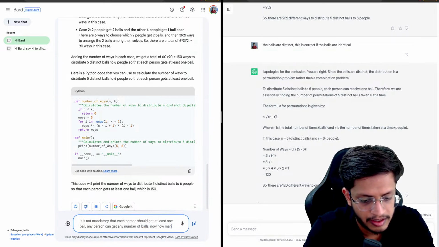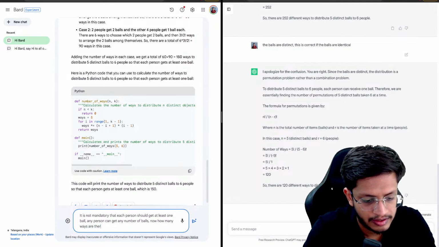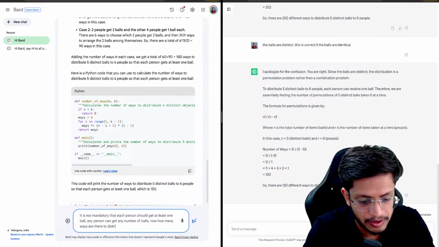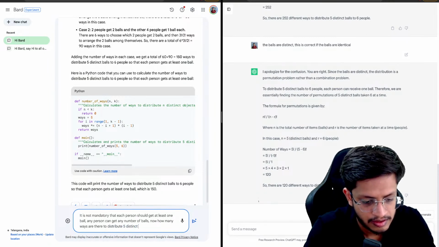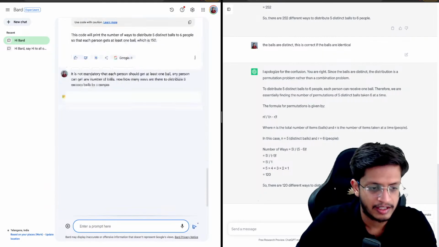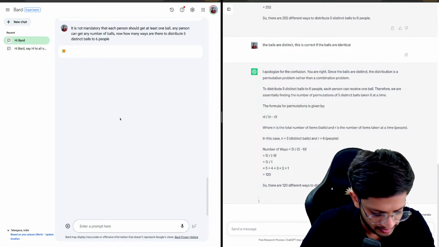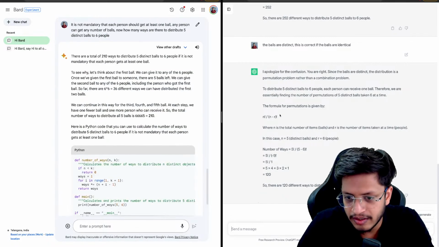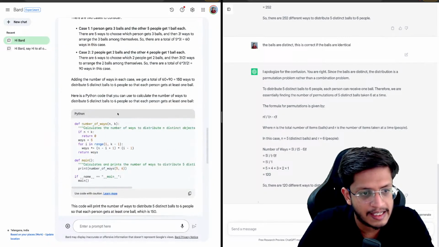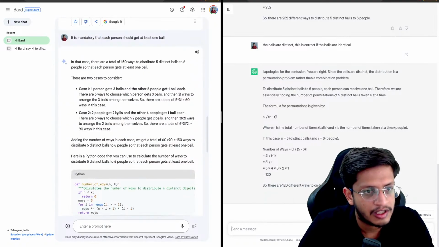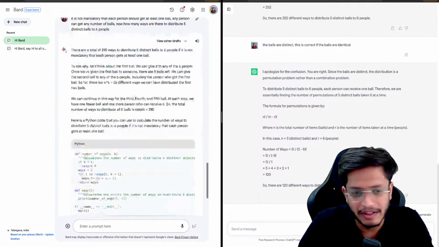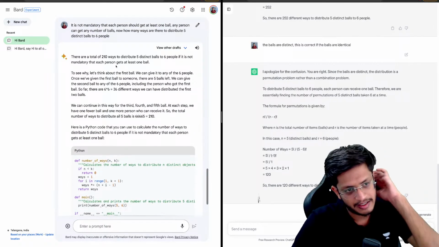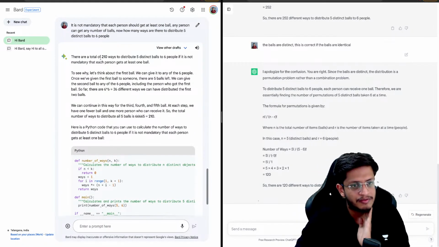Now, how many ways are there to distribute 5 distinct balls to 6 people? Okay, so I made it more correct. I made it look more correct. And similarly here, actually they were both saying 120 in the last one. So okay, yeah, you're getting my point. If I again see Bard's answer, there are a total of 210 ways to distribute.